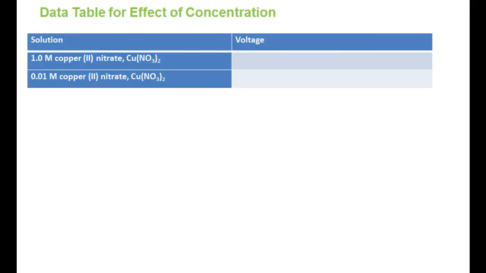Now we're going to see the effect of concentration on voltage with 2 solutions with the same cathode and anode. The first one we're going to see is 0.01 copper nitrate solution.